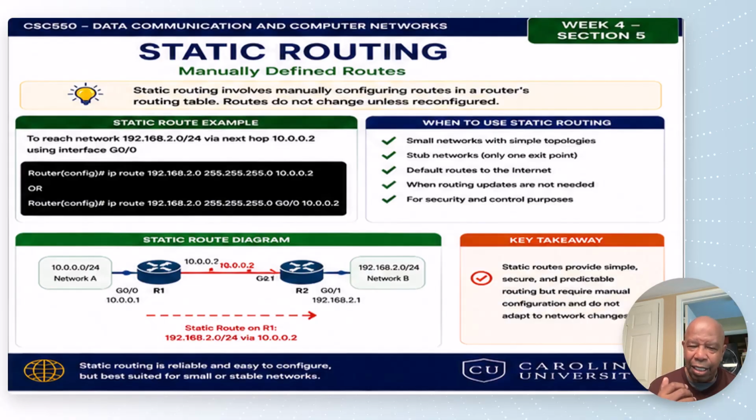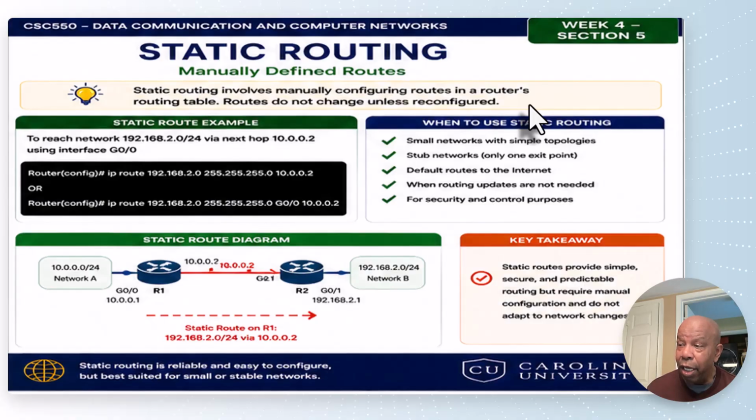Static routing says I have my path. It's the shortest path route. Here's what you want to use. If something happens, tell me, but don't change the route to try to bypass the problem. It's used with small networks, simple topologies, stub networks with only one exit point, and default routes to the internet.